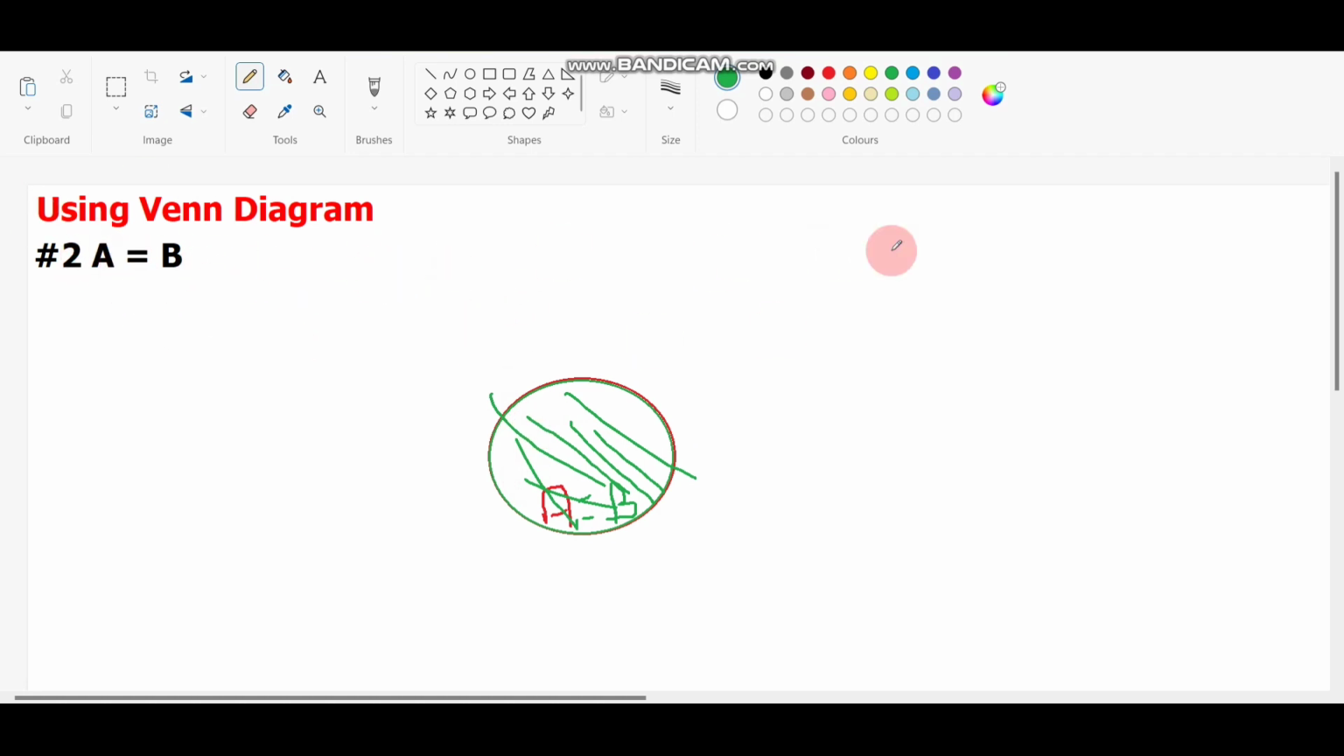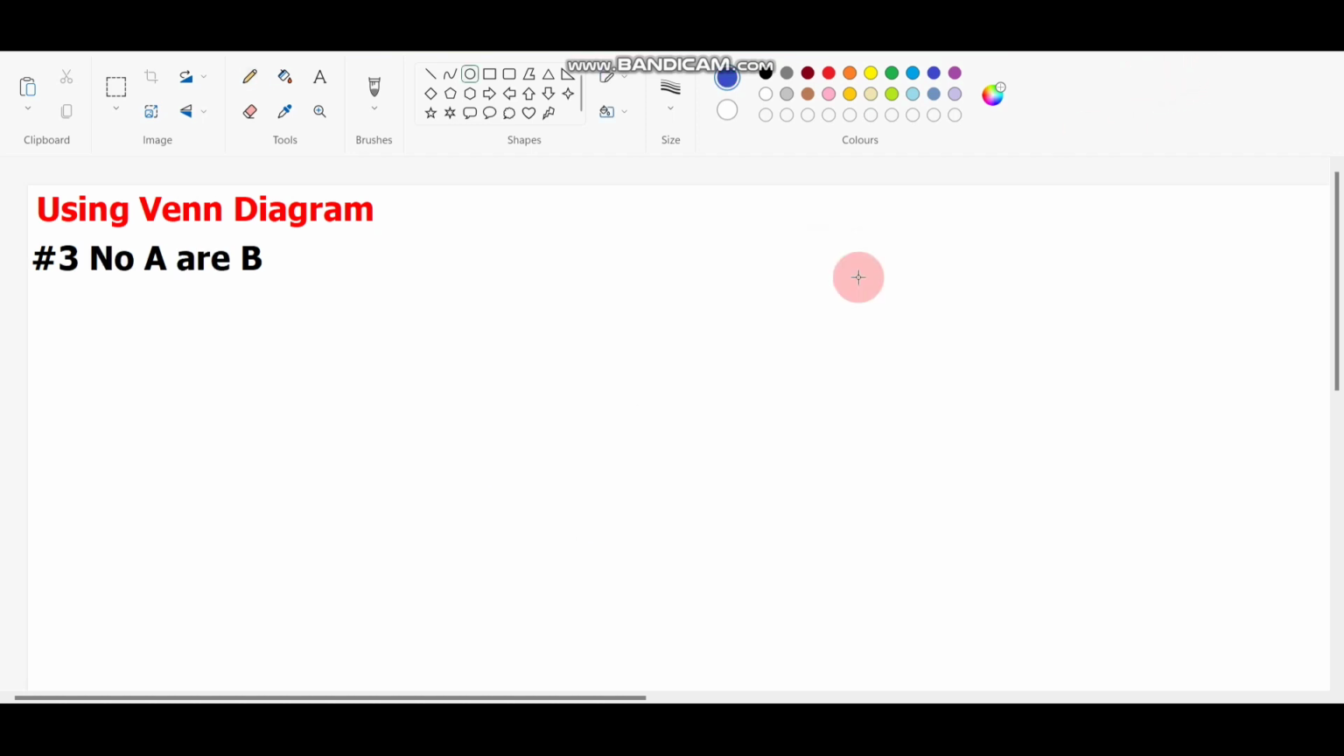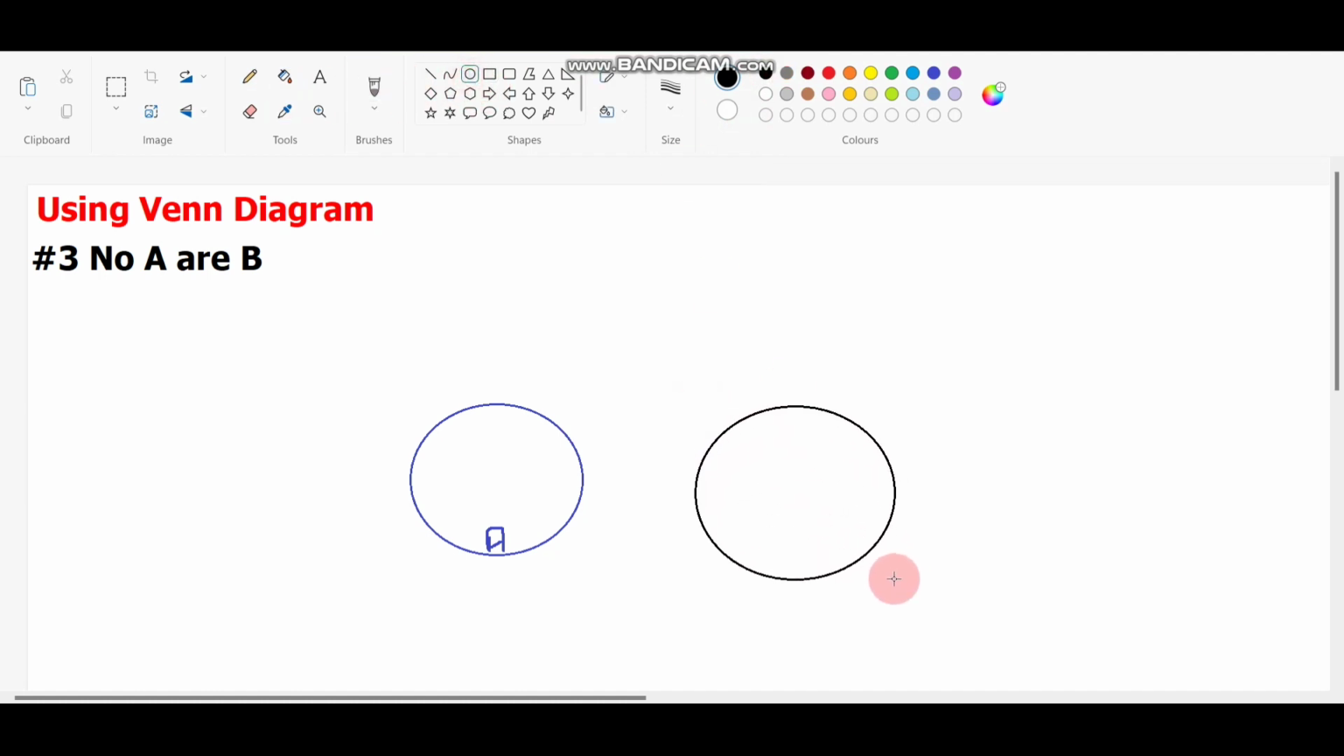Now let's draw another Venn diagram. Okay, so the next Venn diagram is no A are B. Okay, so it means first we have to draw two circles. Suppose the first blue circle is indicating that this is A, and I'm going to draw another circle, which I can take in black color. We can draw any color. So suppose this second black circle is indicating that this is B. First circle is indicating A and second circle is indicating B.